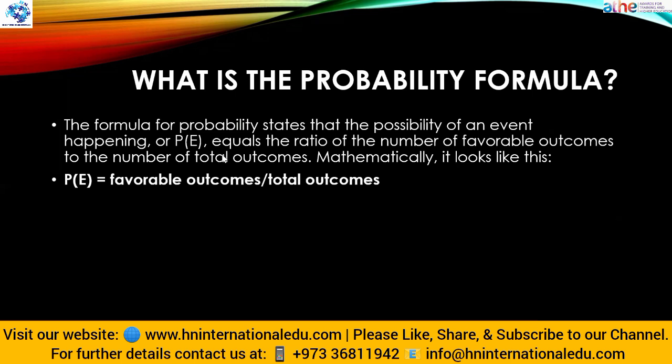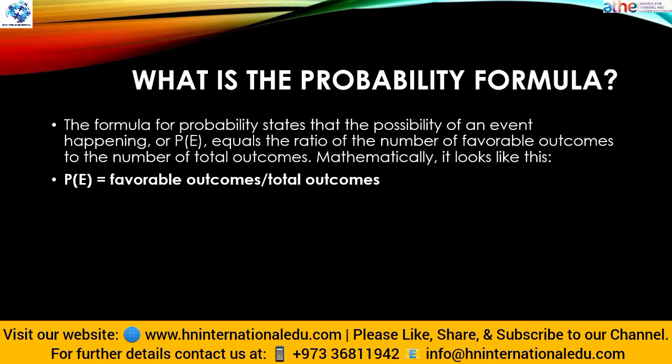Okay, let's continue with the probability formula. The formula for probability states that the possibility of an event happening, P(E), where E is the event for which we are going to determine the probability, equals the ratio of the number of favorable outcomes to the number of total outcomes. How many outcomes are favorable depends upon the probability that we are going to find, and the total number of outcomes are the ones for which we have the chances of something to occur.